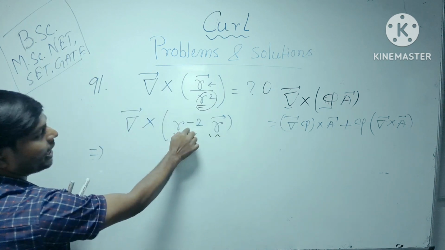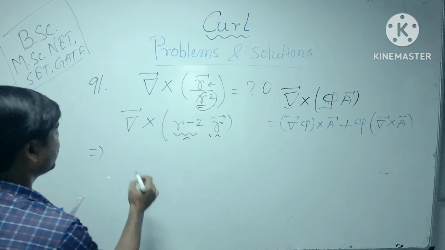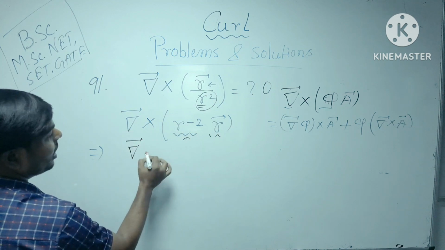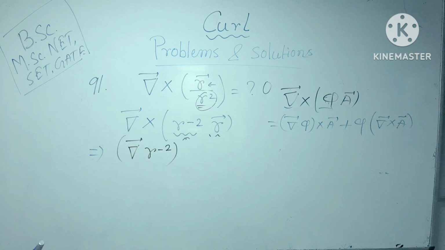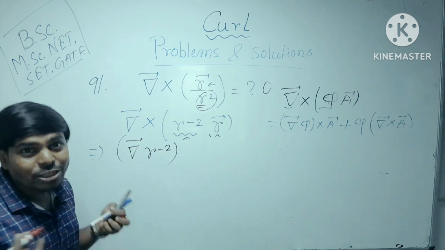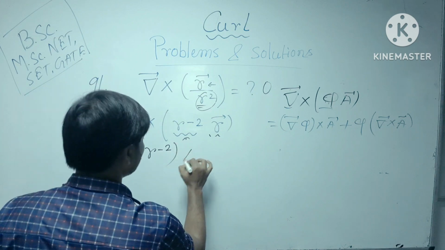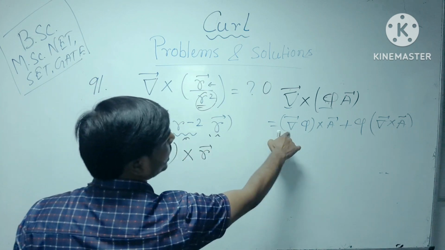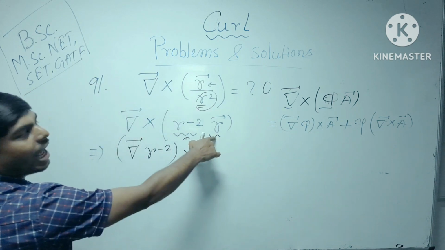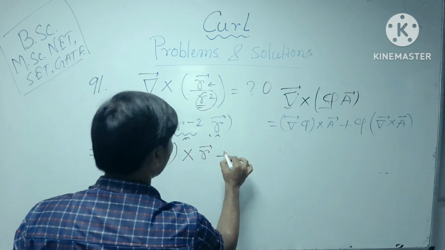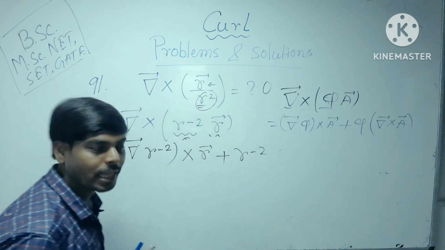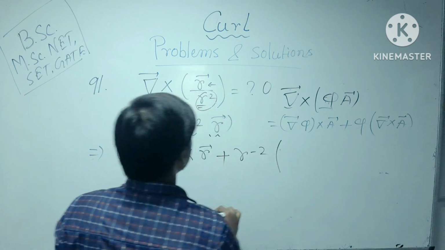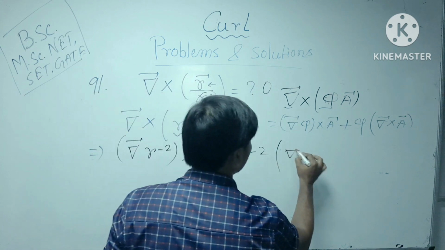So what is this phi? Phi is r to the power minus 2. So this is gradient of phi, that is gradient of r to the power minus 2. Solve by yourself also, you will enjoy then. So this is cross r vector, because gradient of phi cross a vector, a is r vector here, plus this is r to the power minus 2, which is phi here, into this is curl of r vector, here.